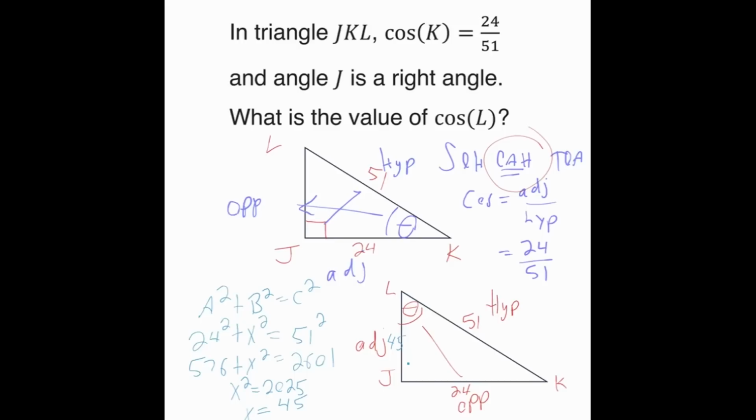So what is the cosine of L? It's the adjacent over hypotenuse from the perspective of L, and that's 45/51, which can be simplified to 15/17, although the SAT does accept unsimplified fractions.